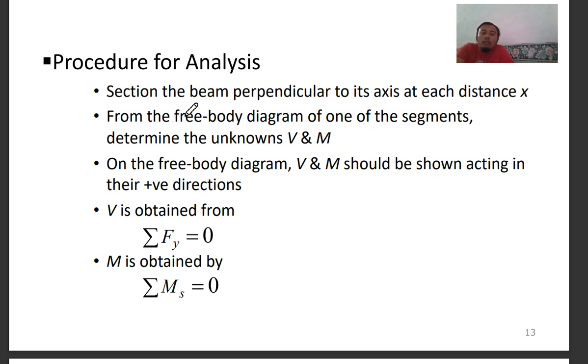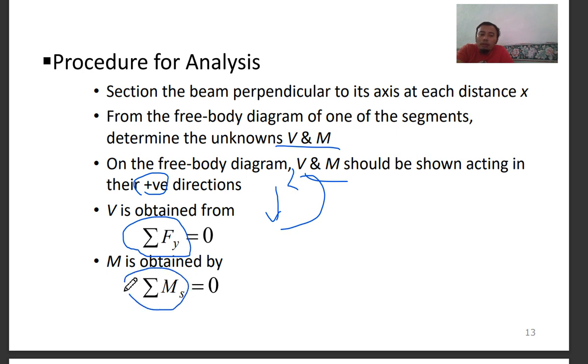So from the free body diagram of one of the segments, determine the unknowns, shear and moment. On the free body diagram, shear and moment should be shown acting in their positive directions, which is downward and then counterclockwise. V is obtained using Y equilibrium, and then M is obtained at the point of interest.